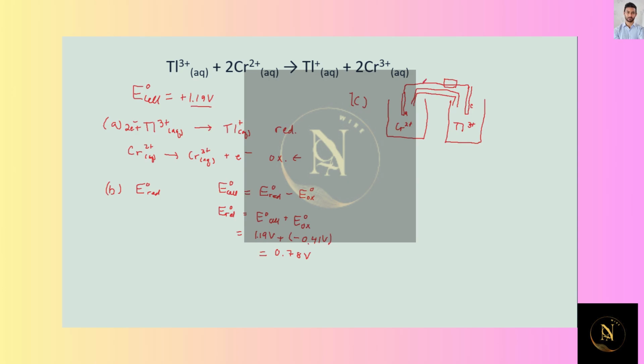Electrons will always flow from the anode to the cathode. So that's my electron flow direction right there. All right, so that should be all of that they asked for in that problem.